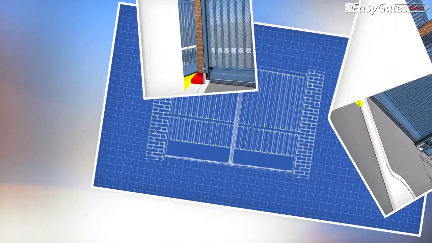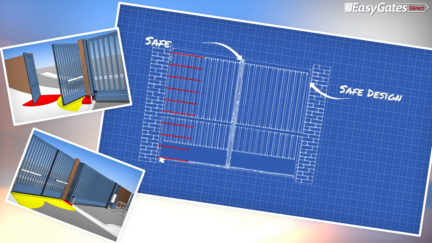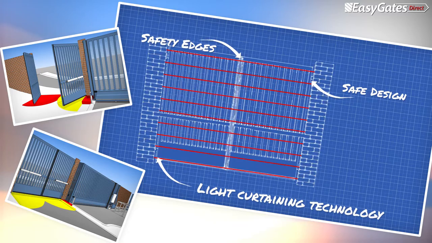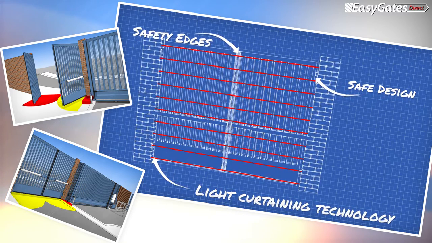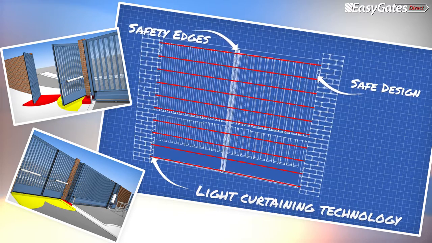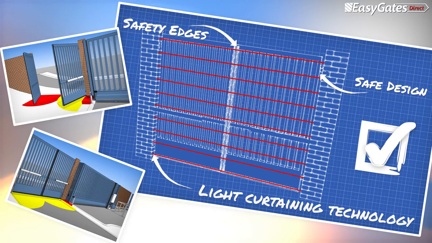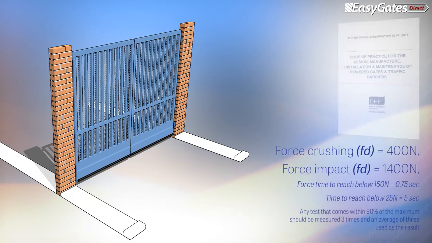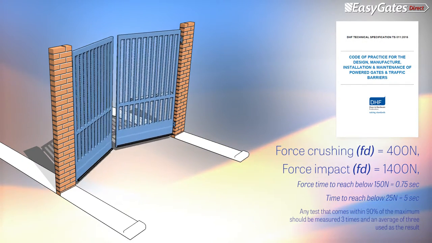When addressing these crushing or impact risks, care should be taken to select an appropriate solution that eliminates or reduces the risk as much as possible. The Code of Practice lists several methods to achieve this, including safe design, application of force limitation through motor technology or safety edges, or elimination of all contact hazards through the use of light curtain devices. In the following animation, the gate leaf has been fitted with lower rail safety edges on either side of the gate to protect the crushing hazard.